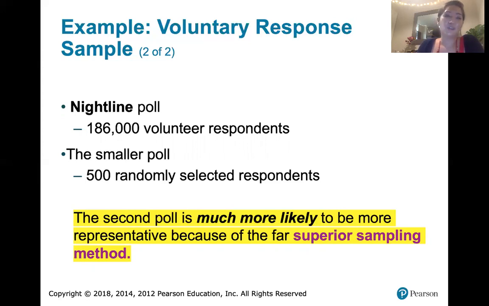So we should really throw out the Nightline poll. It doesn't really tell us anything. Now that smaller poll, it had 500 respondents, but the respondents were randomly selected. Since they were randomly selected, just by nature of being randomly selected, that data is much more trustworthy. So the second poll is much more likely to be representative because of the far superior sampling method, and that's that random selection. We're going to talk more about that very shortly.